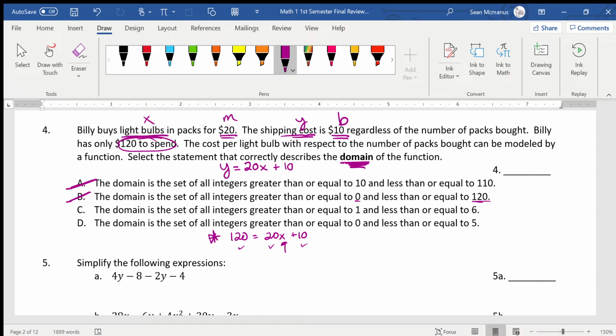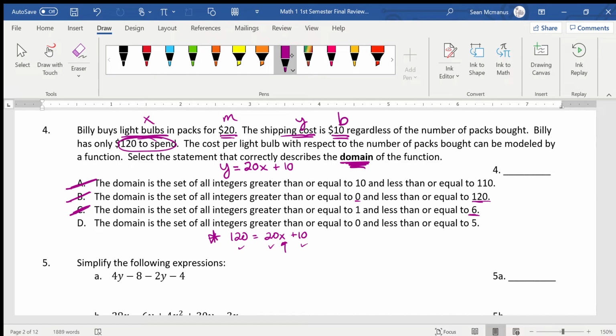The domain is the set of all integers, so just whole numbers. I have to buy a whole number pack. I can't buy half a pack. Greater than or equal to 1 and less than or equal to 6. Well, let's see. If I think about this part right here, the 6, can I buy 6 packs? 20 times 6 would be $120 plus the 10 for shipping would be $130. That's too much. So I can't use that one. That really only leaves one, but let's make sure.